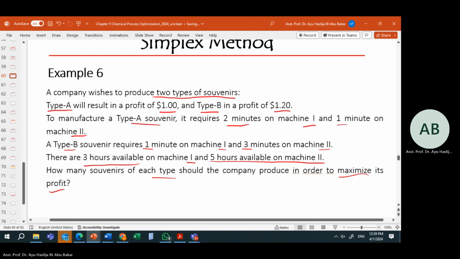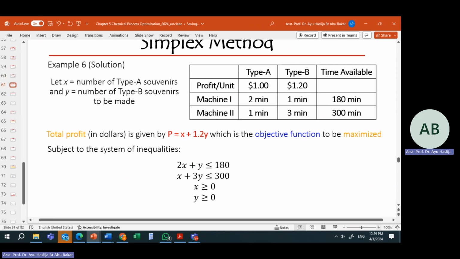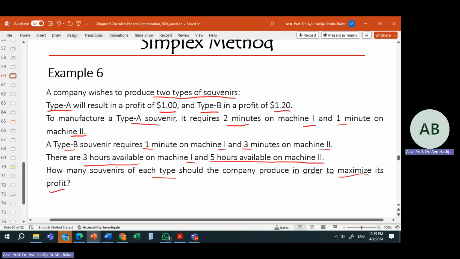In your slide, it is already given to you as a table like this. If the question didn't give you this table, you should be able to arrange the information accordingly. Type A and type B, that is the souvenir. Go back to the question: type A and type B, and the profit.